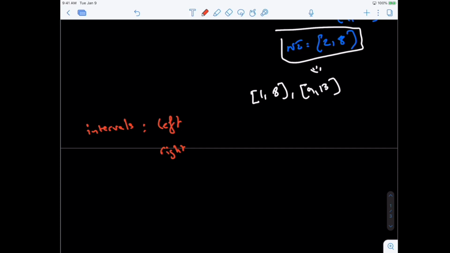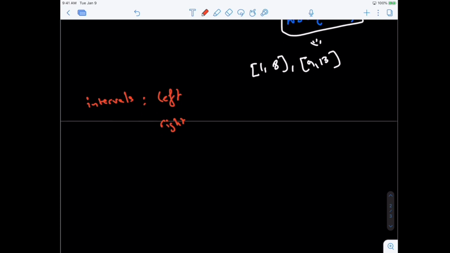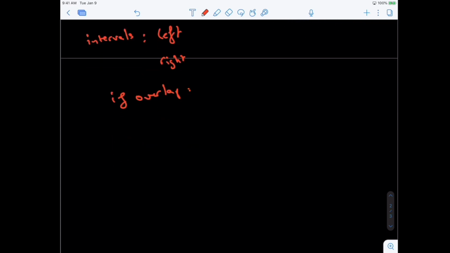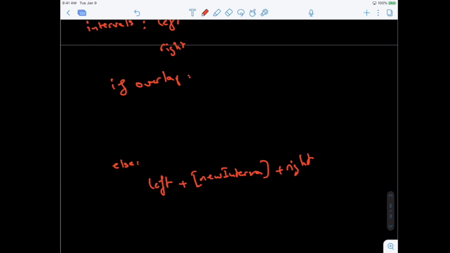I'll explain how. Once we do this, then we can check if there is an overlap and do something, but if there is no overlap, it should be pretty easy to just do left plus a list of the new interval, plus right, because we know this is all those smaller that don't overlap with the new interval, this is all those bigger that don't overlap, and we know there is no overlap, and so we can just add them up and then return them, right?